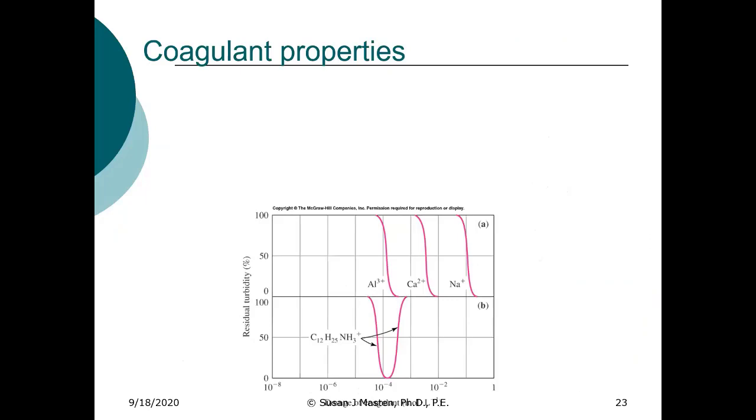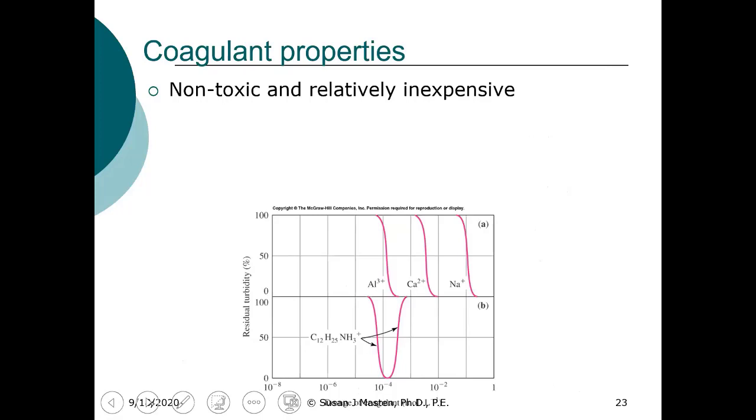So in terms of coagulant properties, what we want from a coagulant is we want something that is non-toxic. Remember, we're looking at producing water that is palatable and potable.